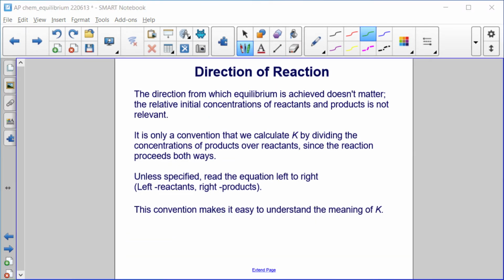Direction of reaction. The direction from which equilibrium is achieved doesn't matter. The relative initial concentrations of reactants and products is not relevant. It doesn't matter if we start with more products or more reactants. It's only a convention that we calculate K by dividing the concentrations of products over reactants, since the reaction proceeds both ways. Unless specified, read the equation from left to right, where left is reactants and right is products. This convention makes it easy to understand the meaning of K.